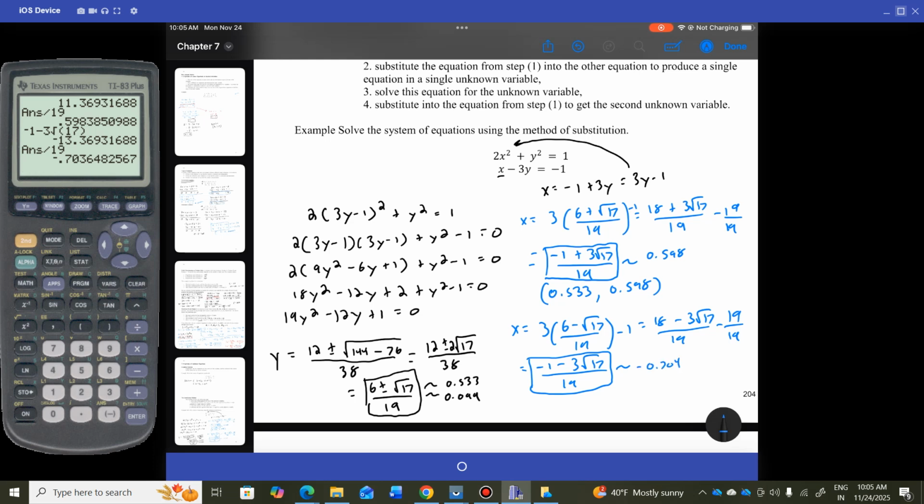So the solution would be 0.099, negative 0.704.